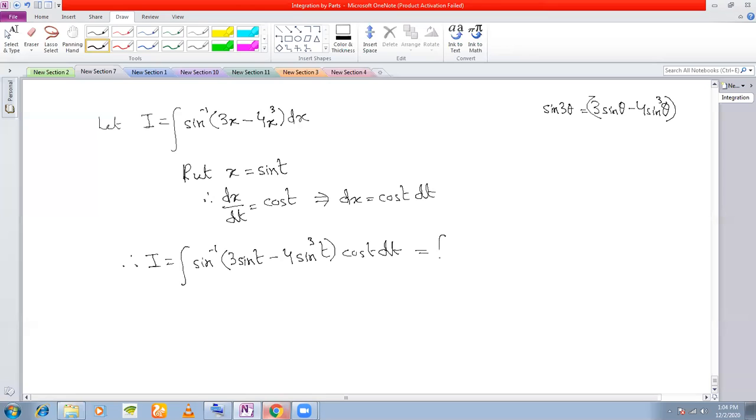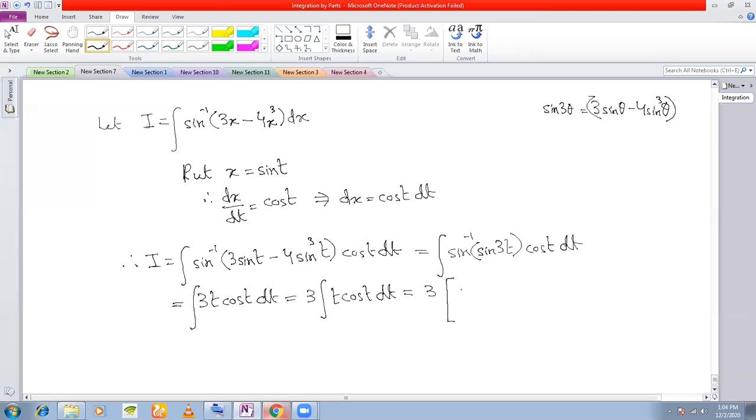So this becomes integral sine inverse sine 3t by the multiple angle formula, into cos t dt. So this becomes sine inverse sine 3t, which is simply 3t, into cos t dt. You take 3 out of the integral, this becomes 3 integral t cos t dt. Now you can integrate this by parts.